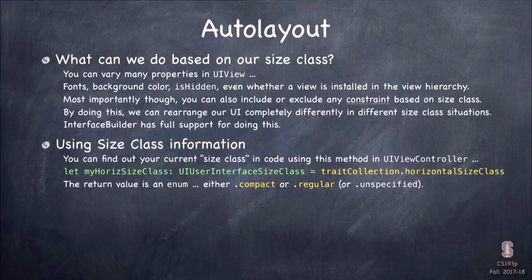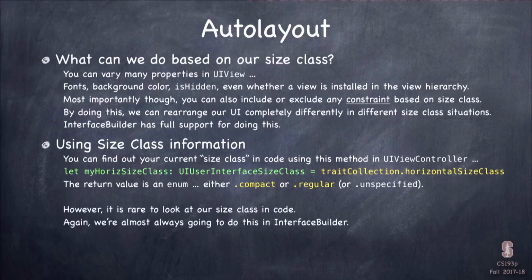Now it is possible to find out what your size class is in code. For example, if you want to know your horizontal size class, whether you're compact or regular horizontally, you just call this method. You access this object that's in your view controller called trait collection. It's the collection of all your traits, and one of your traits is your horizontal size class. You can get it back. It's an enum. It's either compact or regular. Okay, I suppose it could be unspecified, but that wouldn't actually be the case while you're running. Again, it's rare to do this.